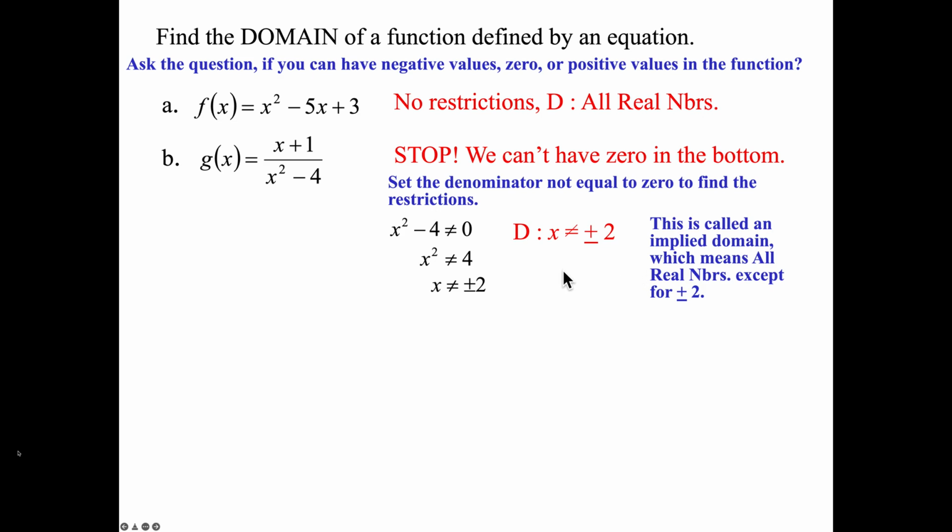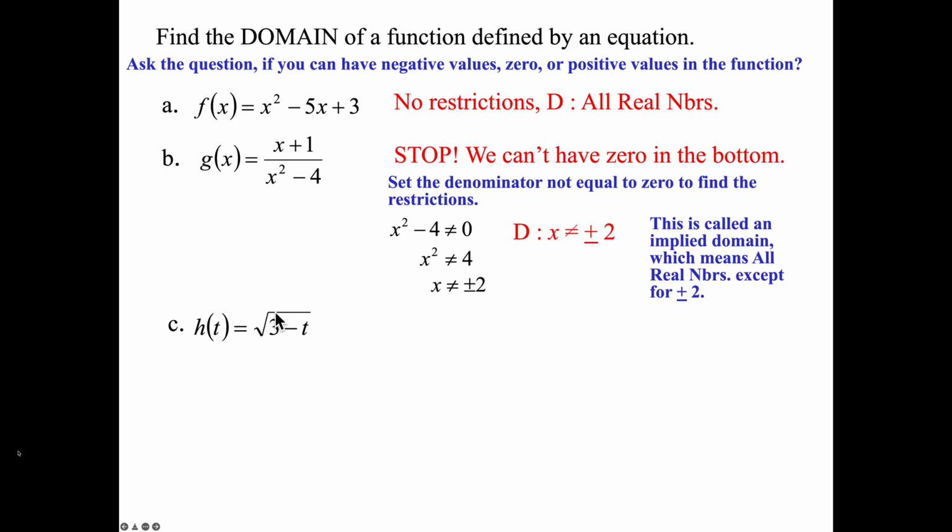Third example, h of t is equal to the square root of 3 minus t. What's different here? Okay, instead of x's, we have t's. Doesn't matter. Focus in on the t's. All right, t to the first power, just like x to the first power, no problems with that term. I can go 3 minus negatives, 3 minus 0, 3 plus negatives. Everything's okay. New symbol, square root.